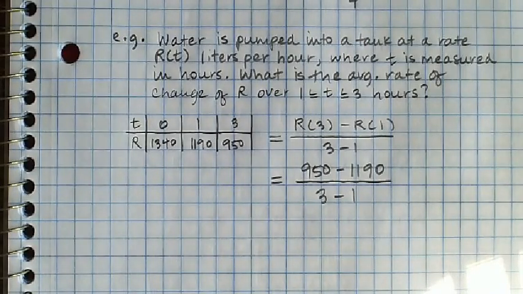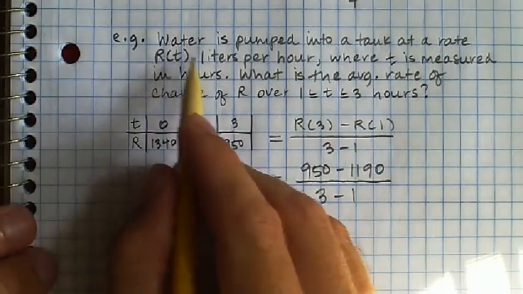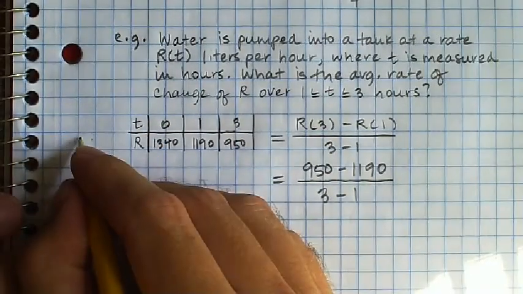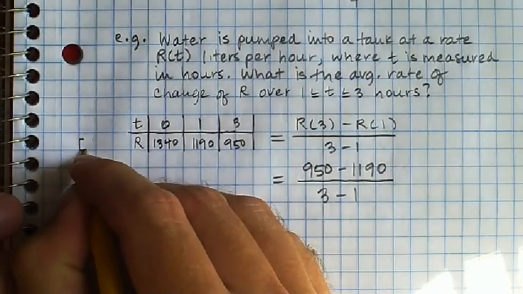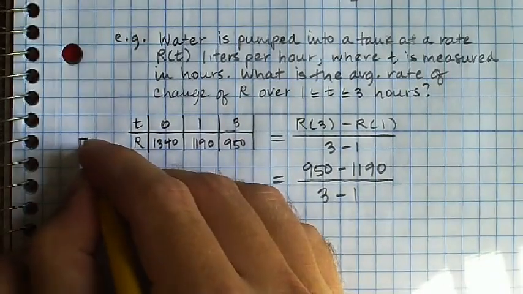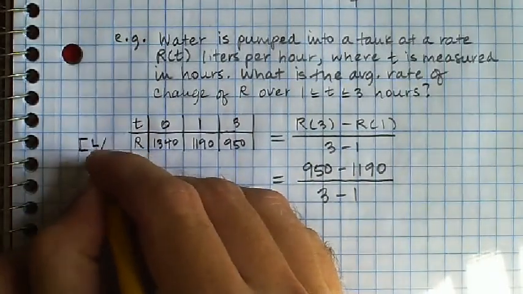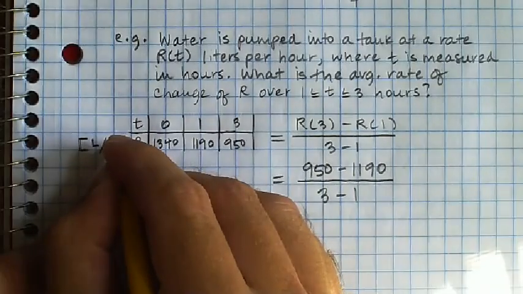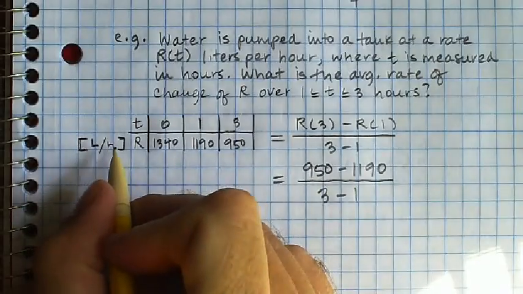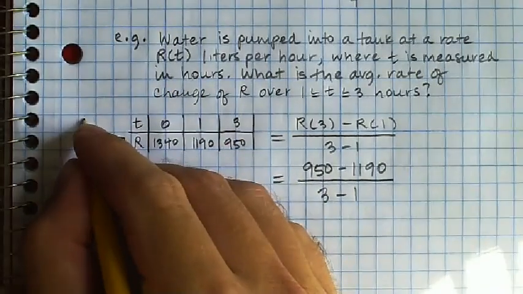The thing about this question is that they almost always ask you to indicate units of measure. Okay, and that's something that's going to be really big for us. They say that R of T is measured in liters per hour. Okay, and so I'm going to put this in brackets. I think that's what scientists do. Or I've seen a scientist do it before, and I assumed it was a sciencey thing. This is in liters per hour, and time is measured in hours.